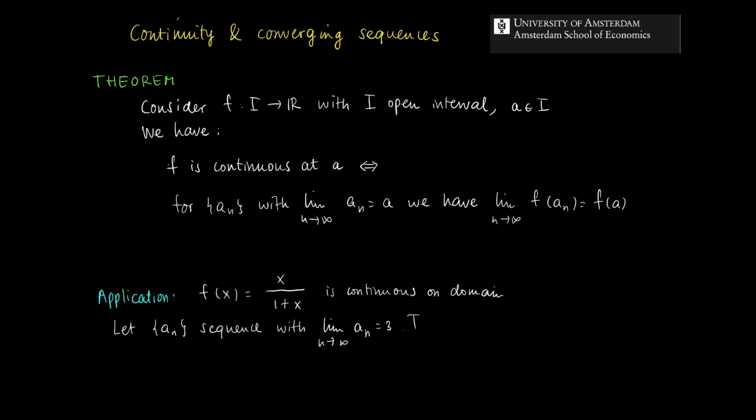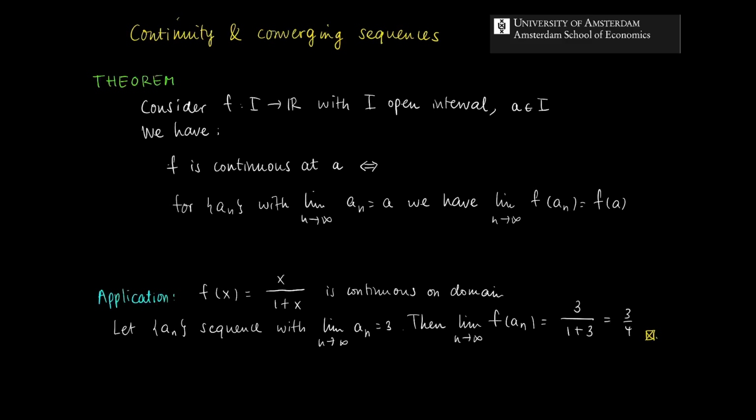Right? So what does the theorem say? Well, if f is continuous at 3, then for any sequence a_n with the limit 3, we should have that the images, what are the images? Well, the images are the f of a_n. These should converge to f of a, which is now 3, so f of 3. So we can easily calculate the limit, which is now 3 over 4. And we can make such a statement without exactly knowing the sequence a_n. We only need to know that it converges to 3 to conclude that the images are converging to 3 over 4.